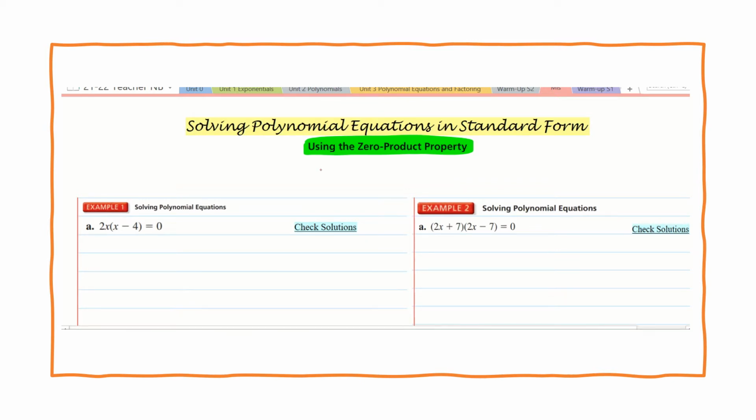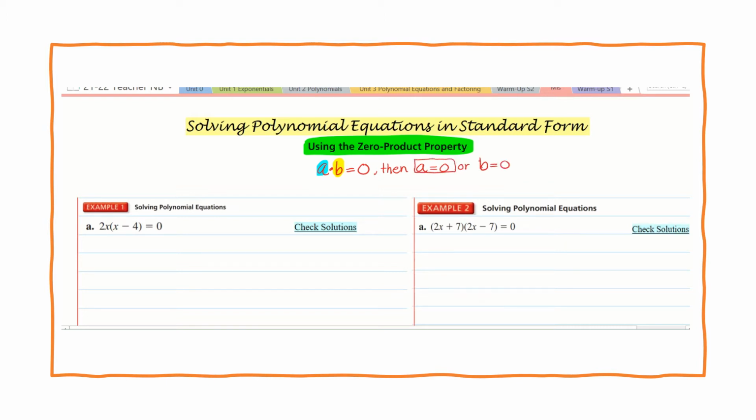So the zero product property is when you have an equation like you see in example 1 and 2, where you have two factors, for example here a, and your second factor here b, and it equals 0. Notice how both of the equations equal 0. That's why it's called the zero product property, because you have two real numbers, a and b, that are being multiplied to equal 0.